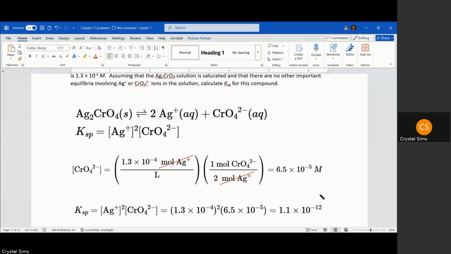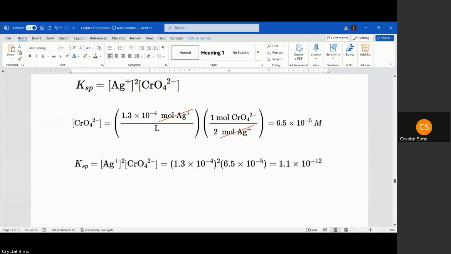Of course, this is a very small value, and we expect this for a salt that is slightly soluble. And when we look up Appendix D to check our answer, we see that it is 1.2 times 10 to the negative 12. So we've got something that's very close to that. So we consider that a correct answer. So that was calculating KSP from solubility.